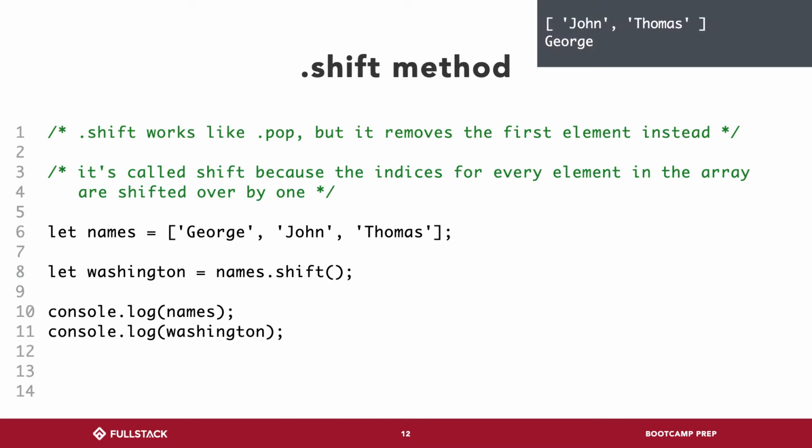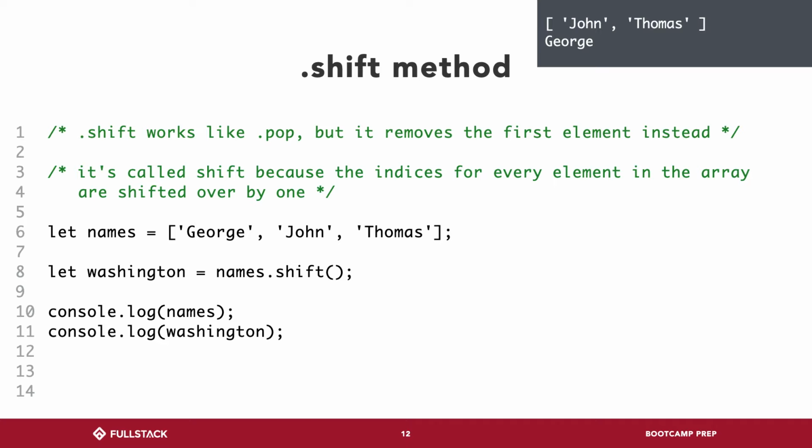So what we're saying here is let Washington, we're going to set that equal to this array dot shift. Don't pass anything into shift. Shift is like pop, okay? You don't pass anything into it. But Washington is now going to be equal to that first value, not in an array form, the actual value, okay? So George is now going to be equal to Washington. But when we console log names, you see that George is gone. And everything got shifted over 1 place.